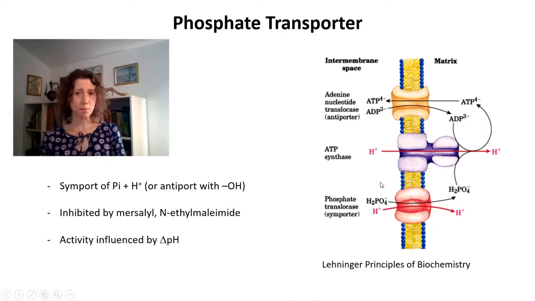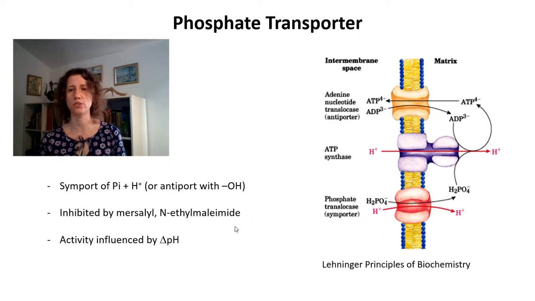The phosphate transporter can be inhibited. It's inhibited by thiol-binding molecules such as mersalyl or N-ethylmaleimide, but these are not specific or selective inhibitors of the phosphate transporter. They just indicate that this is a protein transporter. We don't have very good molecules specifically to inhibit phosphate transport into mitochondria yet.